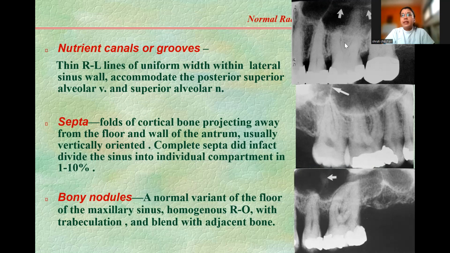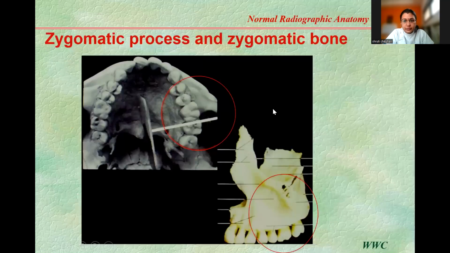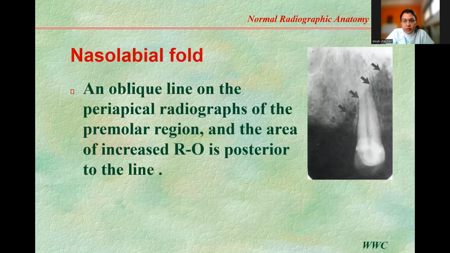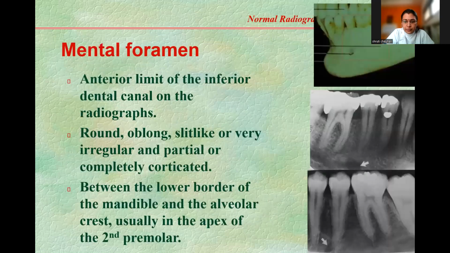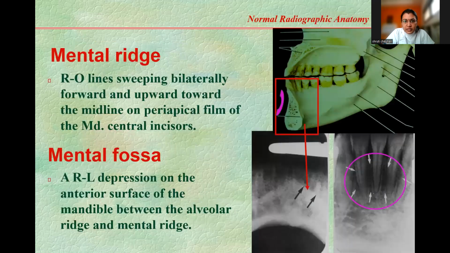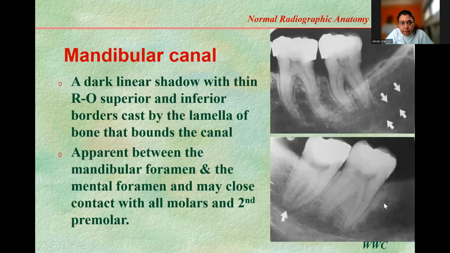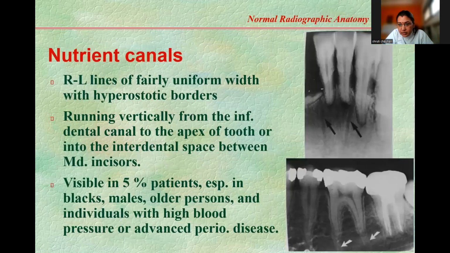So let's see if you can see here. Okay, it's not very clear over here. Just a second. Nutrient canals. One second. Yeah, they are very clear when you see them in the lower anterior. Can you see this? One second. Yeah. Can you see these?